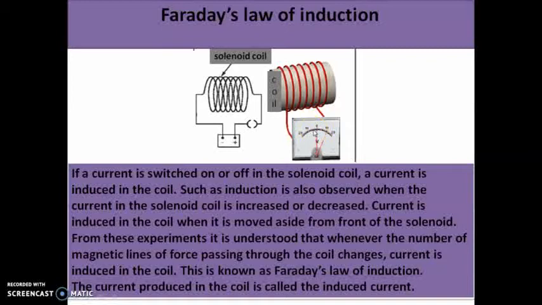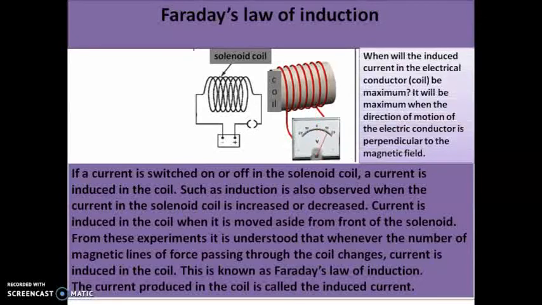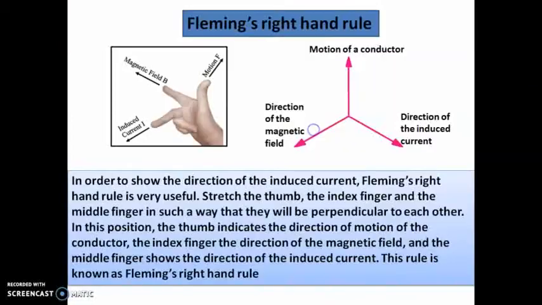Okay, so this is known as Faraday's law of induction, and the current produced in the coil is called the induced current. Okay, so induced current is introduced with the help of a solenoid coil. And when will the induced current in the electric coil be maximum? It will be maximum when the direction of motion of the electric conductor is perpendicular to the magnetic field.